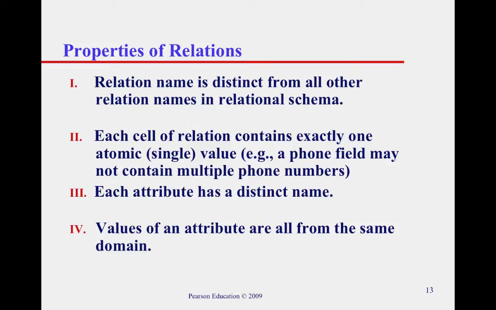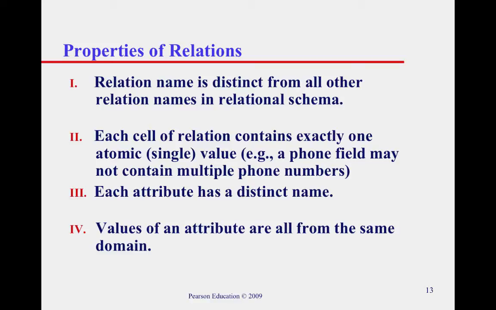Okay, the values of an attribute are all from the same domain. This is another fairly strict limitation with relational databases. You can't say, for example, that a label will be either a text label or a JPEG file. It must be one or the other. Either you say labels are text labels or you say that they're JPEG files, but you can't say that they're one or the other.